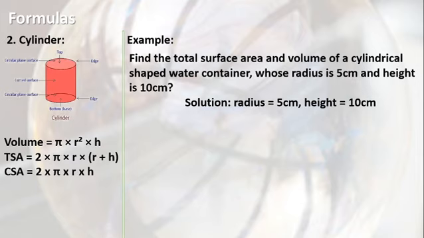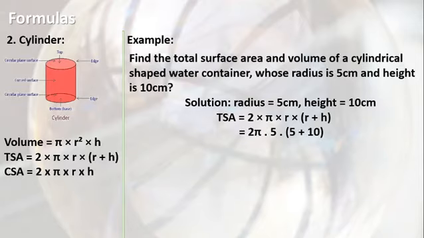The total surface area, formula for that is 2 pi r times r plus h. So we insert values into that. 2 pi times r is 5 times r plus h will be 5 plus 10, and then in the bracket you have 15 multiplied by 5, and then that's going to give us 75. So you have 2 pi times 75. Final answer is 471 centimeters squared. That's approximate value of the total surface area, or the area of the surfaces of the cylinder.